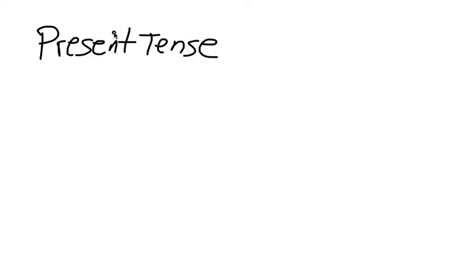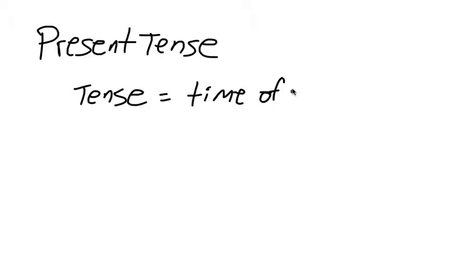Okay, and tense refers to, in language, the time of the verb. That is, the time the action is taking place, and present means that it's happening now. So the time that the verb is going on is now.